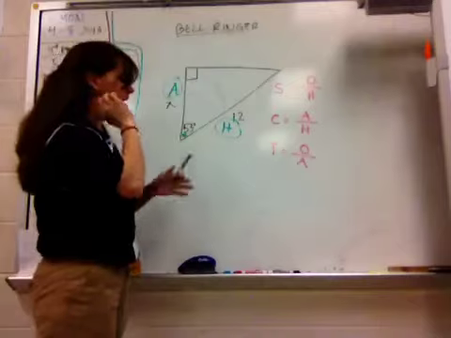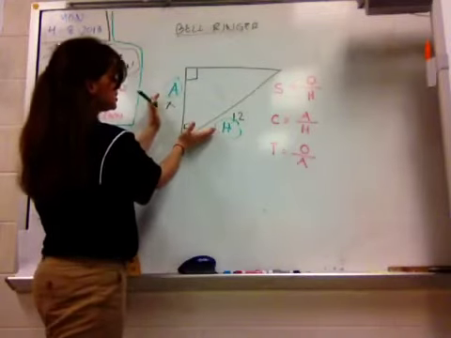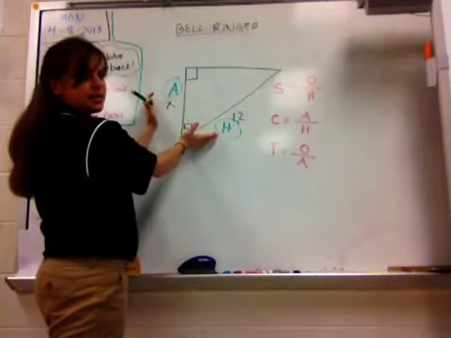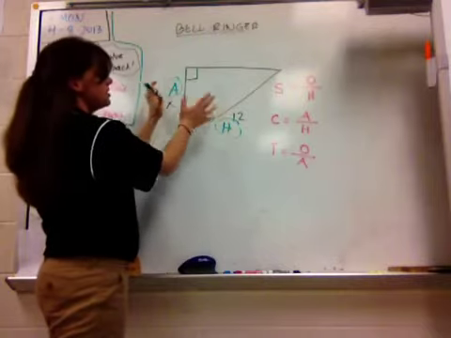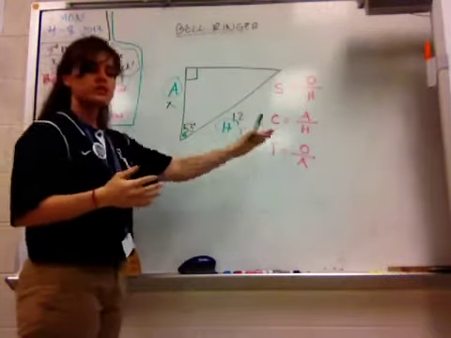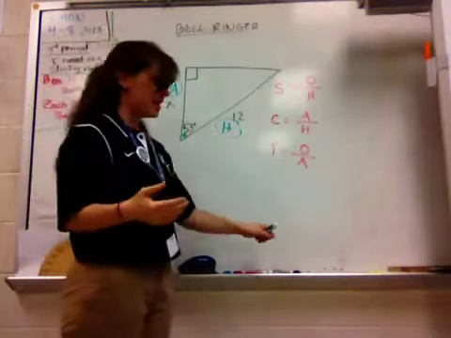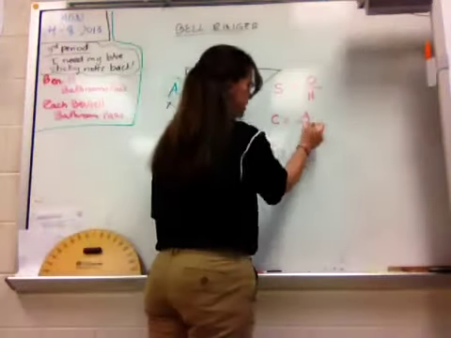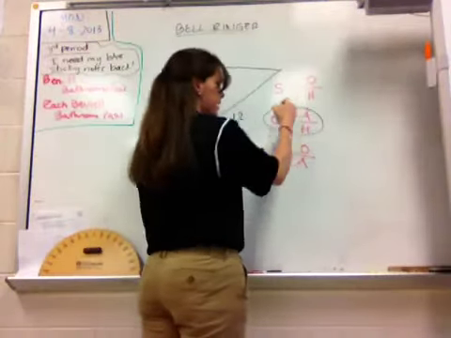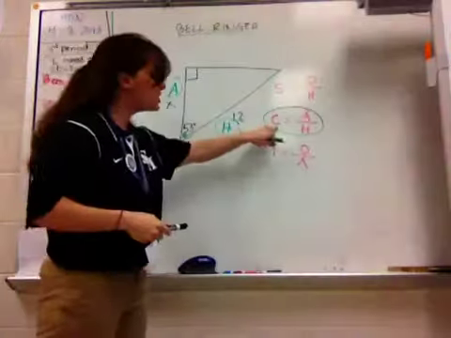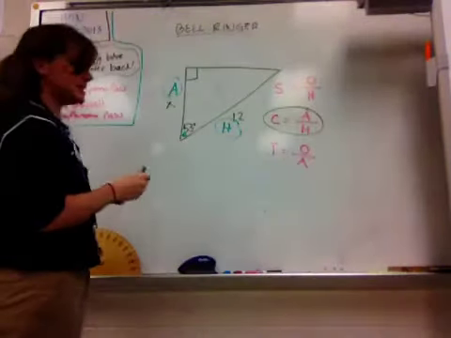Now, from this information, here are your puzzle pieces. Put it together. You've got A, you've got H in this example. Which one of these trig functions uses A and H? Well, look right here. A and H, you see it? That means we are going to use the cosine function to set this up.